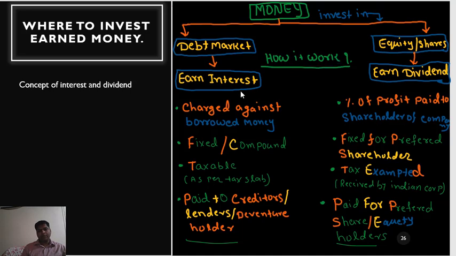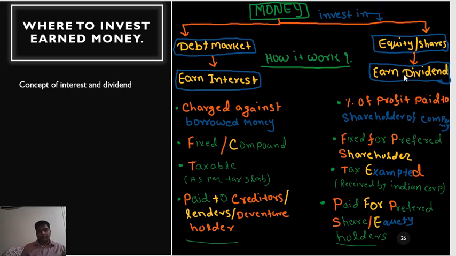So how does it work? When we invest in the debt market, we earn interest, and interest is basically the price, or better to say a charge, a borrower pays to a lender for letting the borrower use the money. If you ask why your saving bank account offers you interest, you would see that the bank pays you interest as you let the bank use your money.